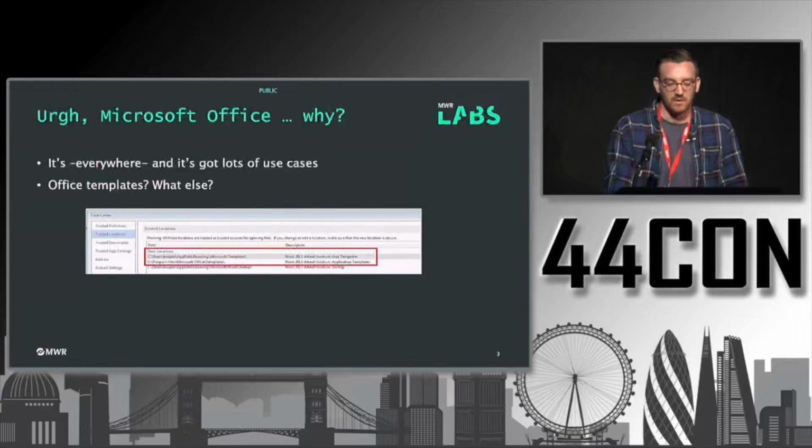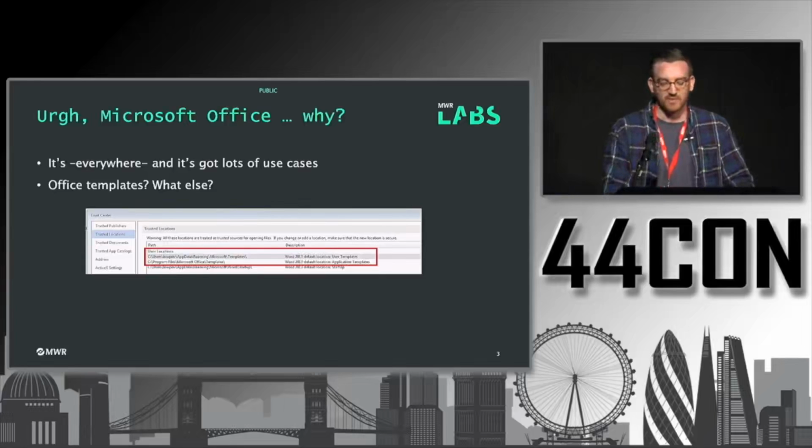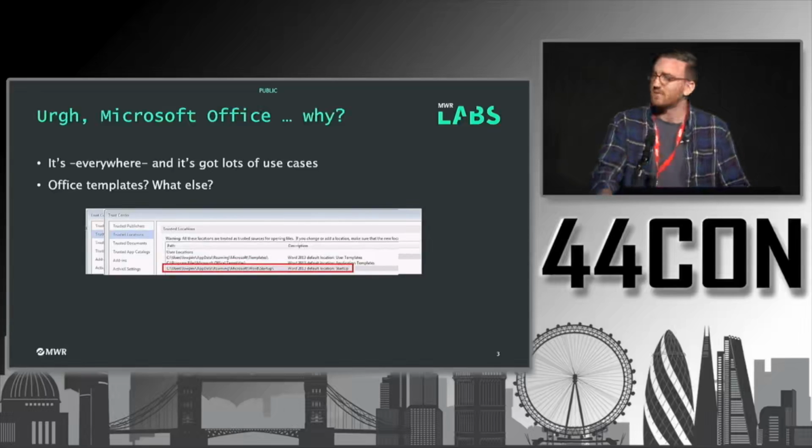Now, when looking at this, there's obviously the use case of templates, and some of these trusted locations are very clearly marked as template locations. Some of the other ones, however, are not. They're marked up as startup locations, and that got me wondering, what is the difference between the two of them? What sort of files does Microsoft want us storing in these locations? Like, what is the fundamental difference?